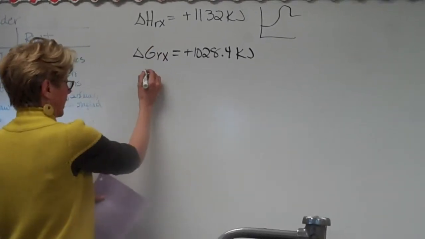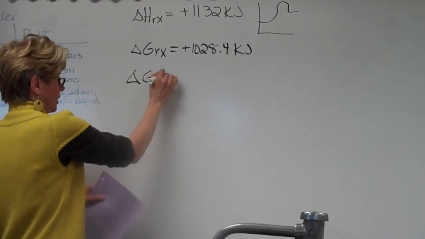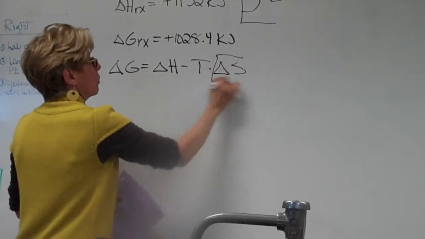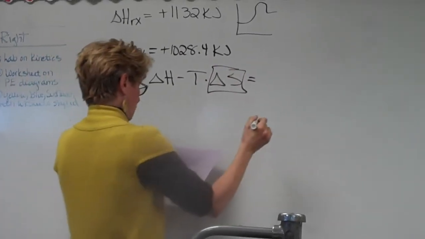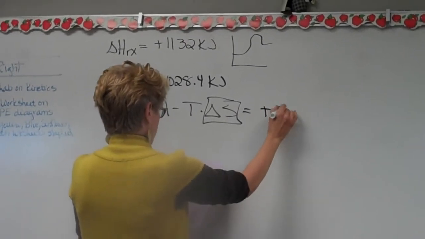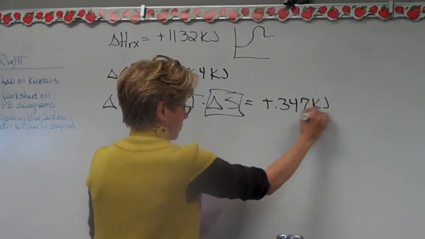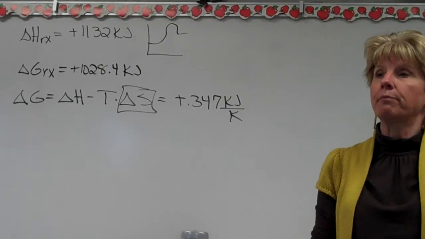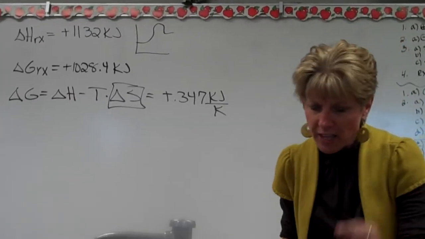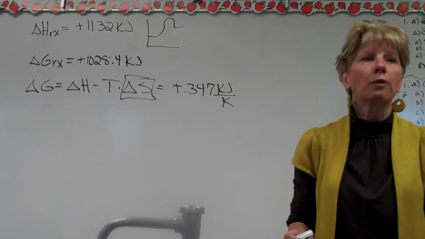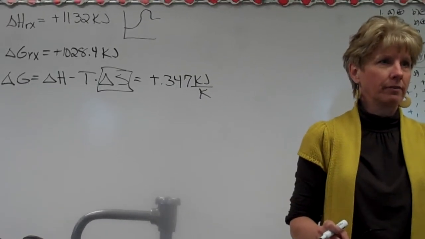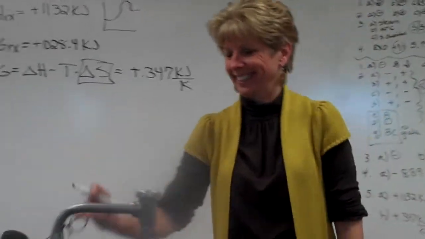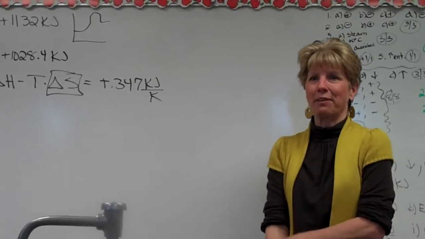Then you calculated delta S using delta G equals delta H minus T times delta S. And you came up with delta S is equal to positive 0.347 kilojoules per Kelvin, right? Yes. Okay? So now, ready? This last question will be on your test tomorrow. You guys are going to be able to figure it out. It's not that hard.